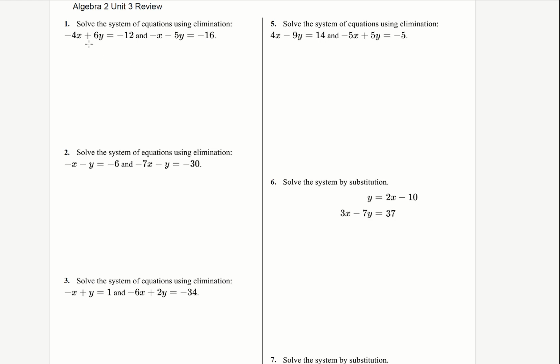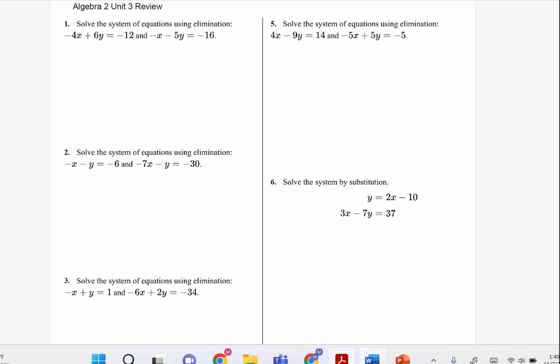Okay, this is the Unit 3 review. I'm going to do one of each type of problem. I'm going to move kind of fast. So the first one, we're going to solve this system here by elimination. Remember, when we're solving a system of equations, we're just finding the point at which two lines intersect.